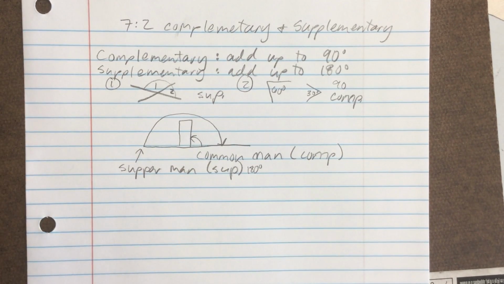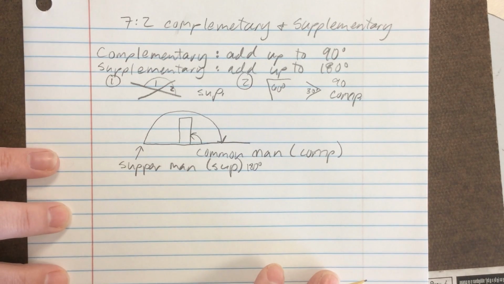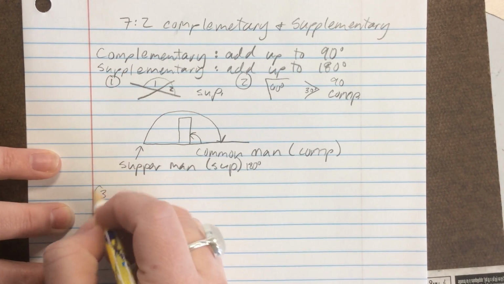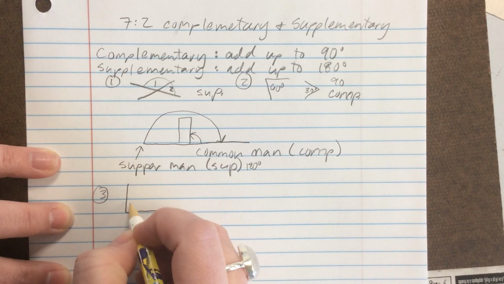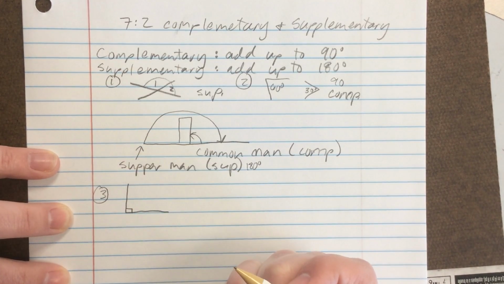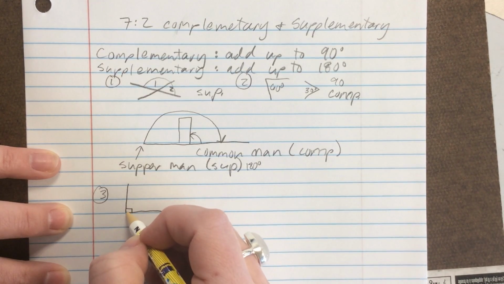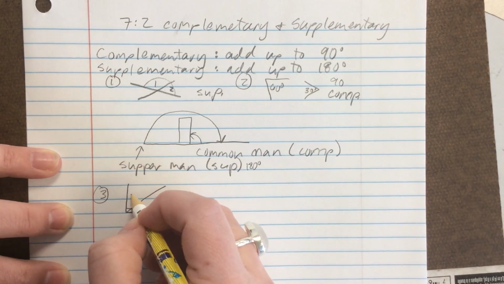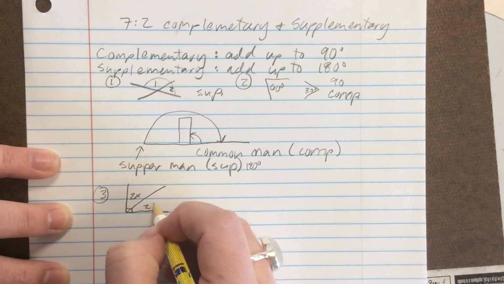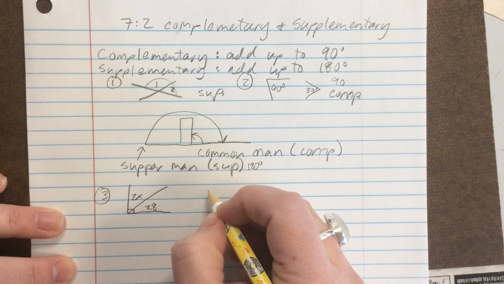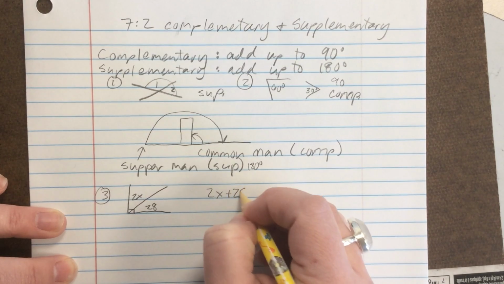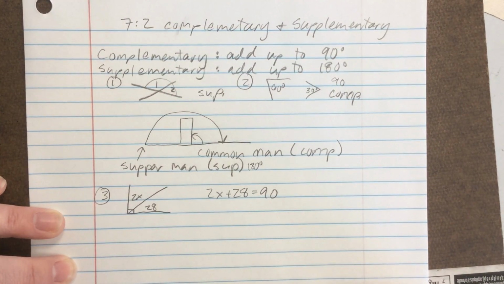We can now use supplementary and complementary angles to do algebra. What a surprise. So what can happen is they will give you something like this. Remember, if they put the little rectangle in there, it means it's 90 degrees, which means these angles are complementary. They're going to split it up, and this one is 2x, and this one is 28. And so because we know that they add up to 90 degrees, we can make that equation, because they're complementary: 2x plus 28 equals 90 degrees. And now we can solve for x.